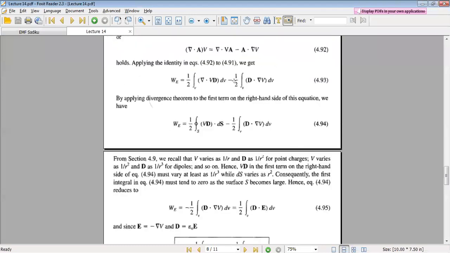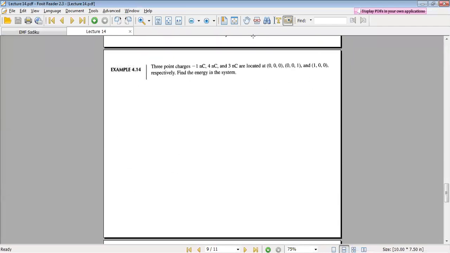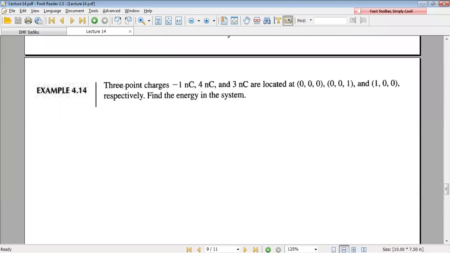Fine. This is about today's class. Please check one problem here. Three point charges, -1 nanocoulomb, 4 nanocoulomb and 3 nanocoulomb, are located at (0,0,0), (0,0,1) and (1,0,0) respectively. Find the energy in the system.